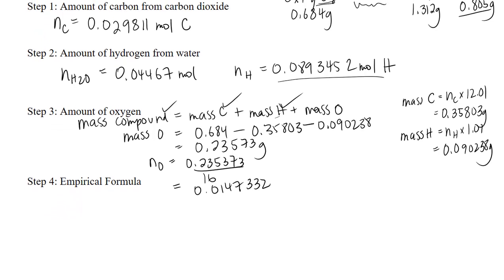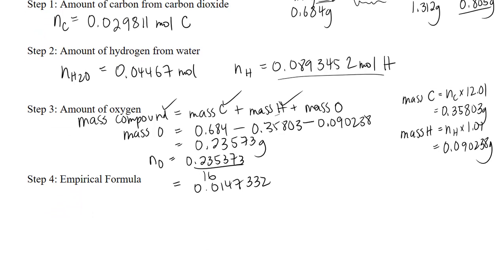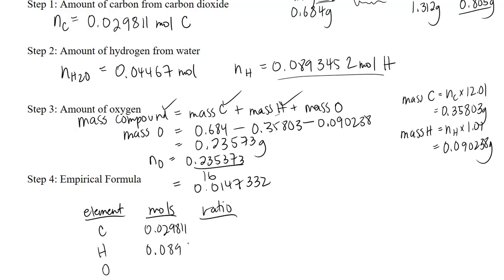Okay. So then in my last step, I want to find the mole ratio. So I'll show you another kind of setup. You can do the same setup we did before, but you can also think about it how we did in our previous lesson. We've got carbon, hydrogen, and oxygen. Our moles of carbon is 0.029811. Our moles of hydrogen is 0.089452, and our moles of oxygen.